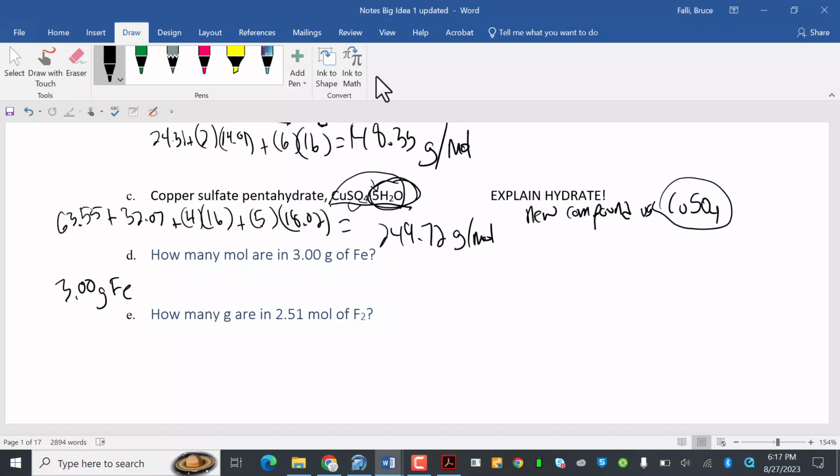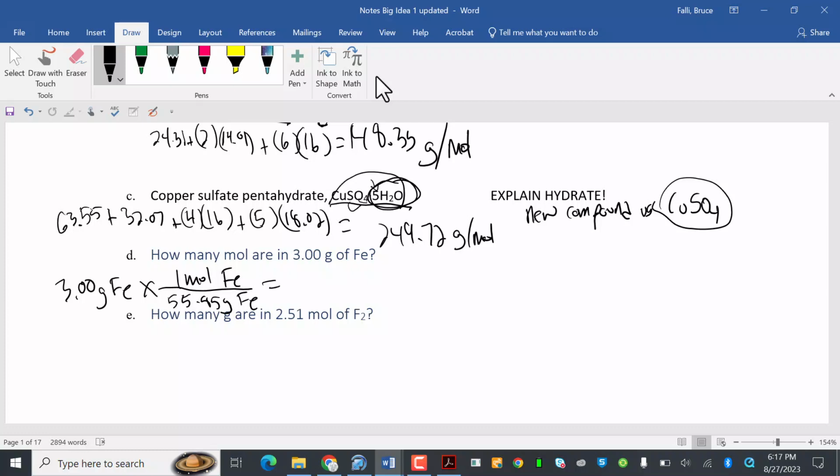So I have 3 grams of iron. What I'm going to do is make a fraction and multiply it by 1, essentially. From the periodic table, I know that 55.85 grams of iron equals 1 mole of iron. So I'm multiplying by 1, so then I take 3 divided by 55.85.